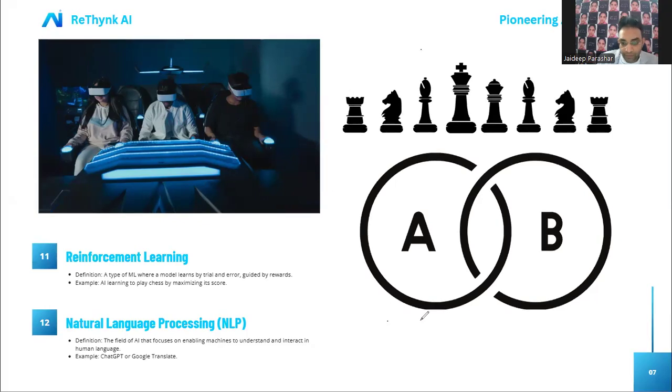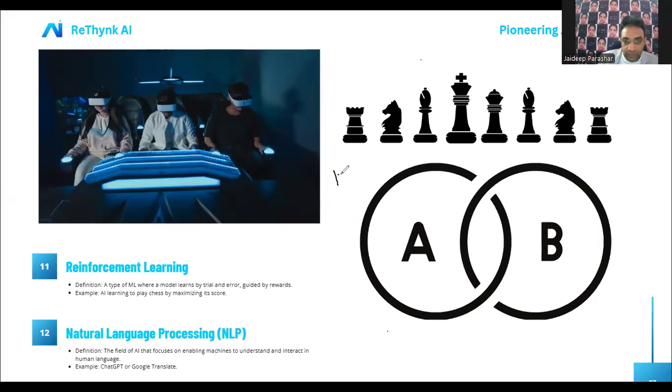Here is my pen. Let's say this is a human being. A is a human being, and this is a machine. So if A is a human being and B is a machine, then this particular portion, you can say, is natural language processing, which helps in the better interaction between both.